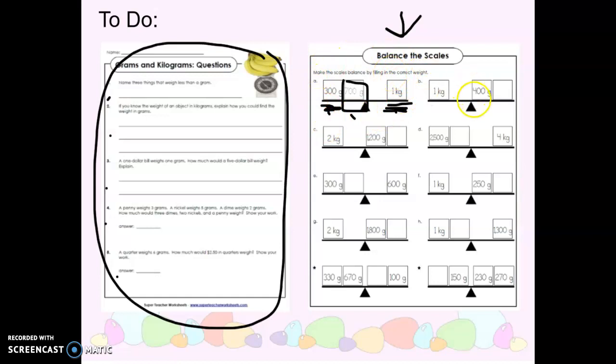I want for you to go through the rest of these and see if you can solve them in the same exact way. Again, you can download this and print this out if you want to and put it in your math notebook, but you can easily draw these scales and put them on each side and practice balancing them. Just have some fun with it. If you guys have any questions, you know where to find me.